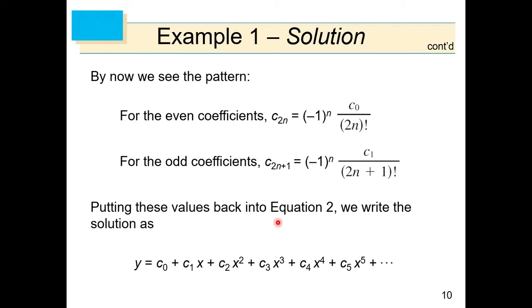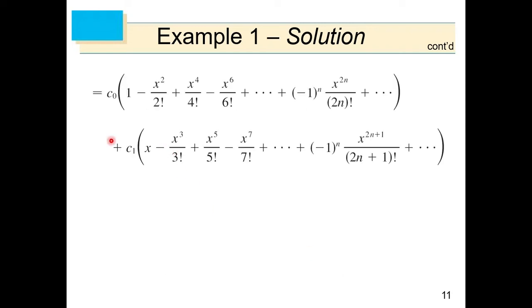Putting this value into equation 2, we write the solution as y is equal to c0 plus c1 into x plus c2 into x square plus c3 into x cube plus c4 into x raised to 4 plus c5 into x raised to 5 plus up to infinite is equal to c0 into this plus c1 into this. This is the even term and this is the odd term.